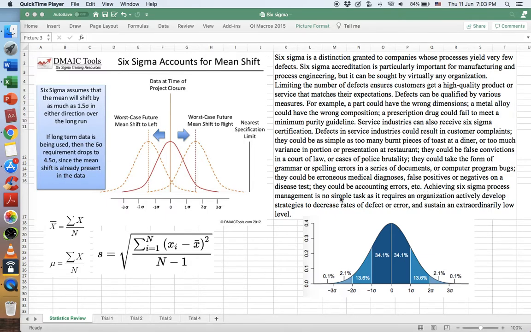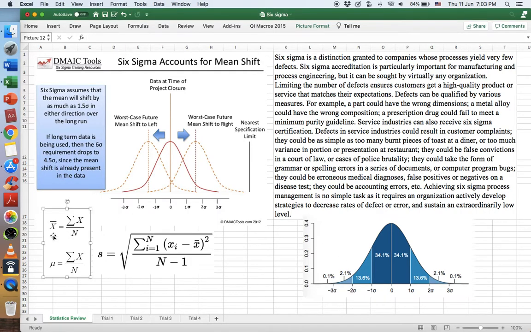Achieving Six Sigma process management is no simple task, as it requires an organization to actively develop strategies to decrease rates of defect or error and sustain those extraordinarily low levels. So I've got some math stuff here on the Excel spreadsheet.